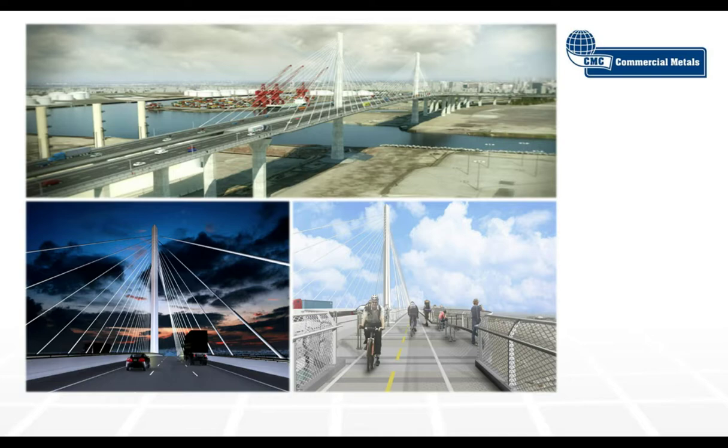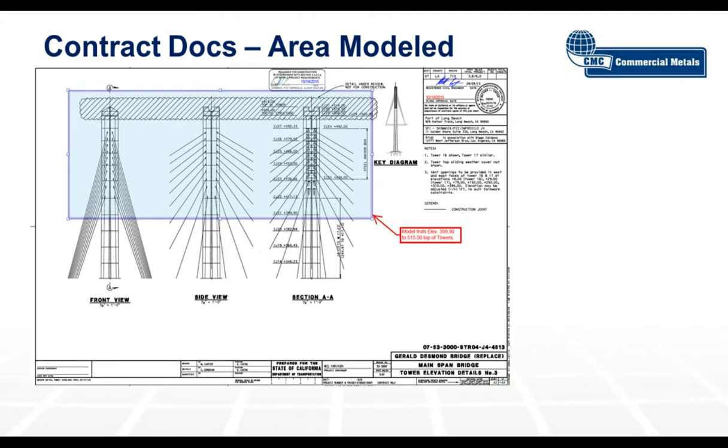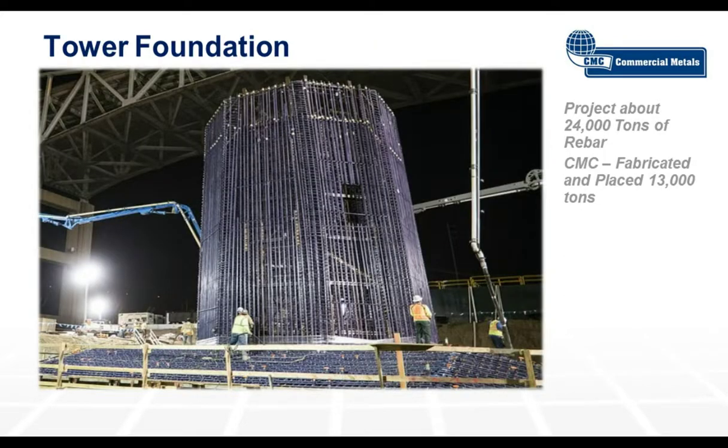The two areas that we're focused on are the two column towers. We're taking this from the 399 to the 515 elevation, which is around the cable anchor boxes. This project is about 24,000 tons of rebar. We have fabricated about 13,000 tons, fabricated and placed, 13,000 tons of rebar. This is the foundation, so you can see the size of the base of these columns.